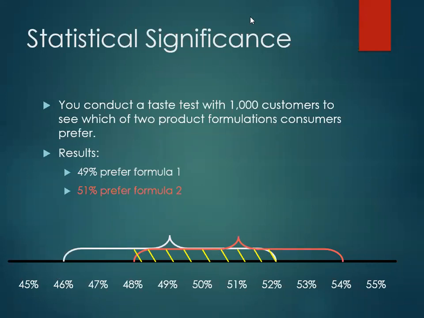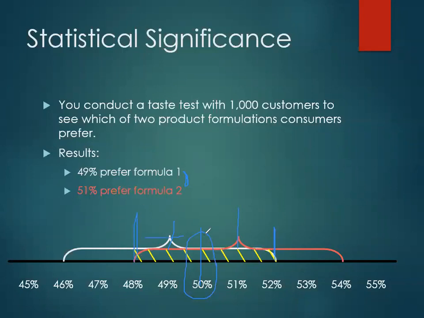What this means is, given the data we have in our sample, it is possible that the true population level preference is actually 50-50. Because both the red line and the purple line exist at this 50 mark, the population preference could be 50-50. It could also be 51% preference for Formula 1 and 49% preference for Formula 2. So the result could actually be the opposite of what we found here, or it could be an even more extreme case where 52% of people prefer Formula 1 and only 48% of people prefer Formula 2.